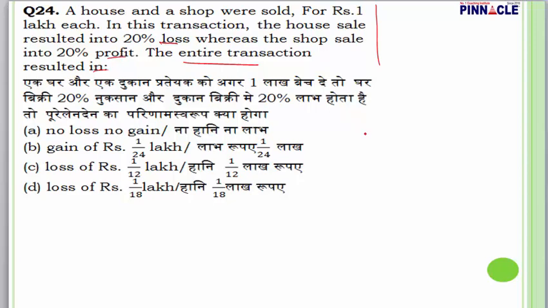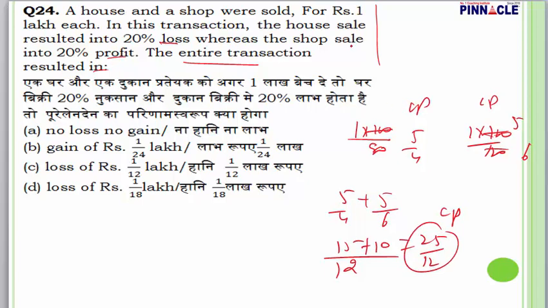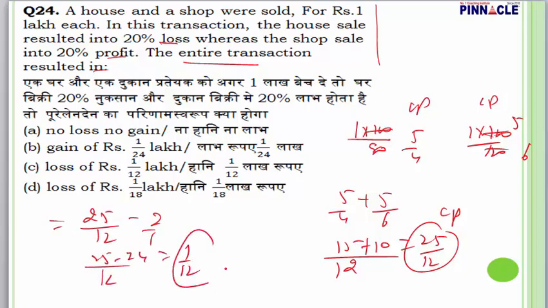20% loss, 1 lakh is the selling price, 20% loss means 100 by 80, you can say 5 by 4 is the cost, and the cost of the second is 1 into 100 by 120, because of 20% profit, that is 5 by 6 lakh. So 5 by 4 lakh and 5 by 6 lakh is the cost price. That is equal to 25 by 12. So this is the cost of these two, and 1 lakh plus 1 lakh is 2 lakh. So 25 by 12 minus 2 lakh will be the loss, that is equal to 1 by 12. So 1 by 12 lakh would be the loss. We have taken 1 instead of 1 lakh because it is then easier to calculate. Answer is C.